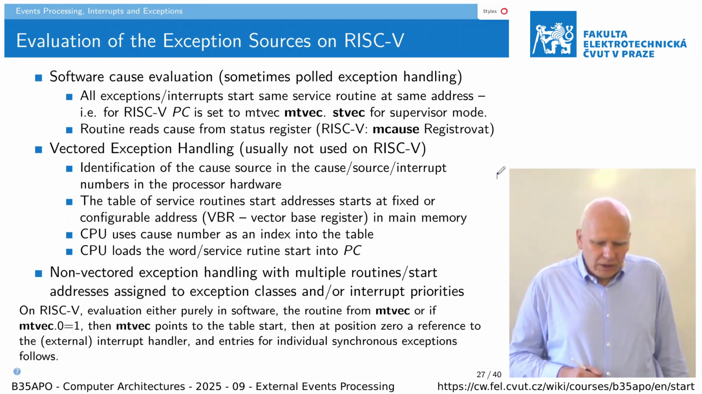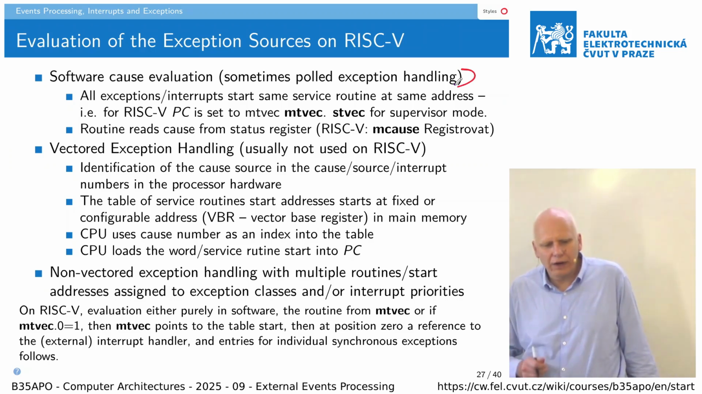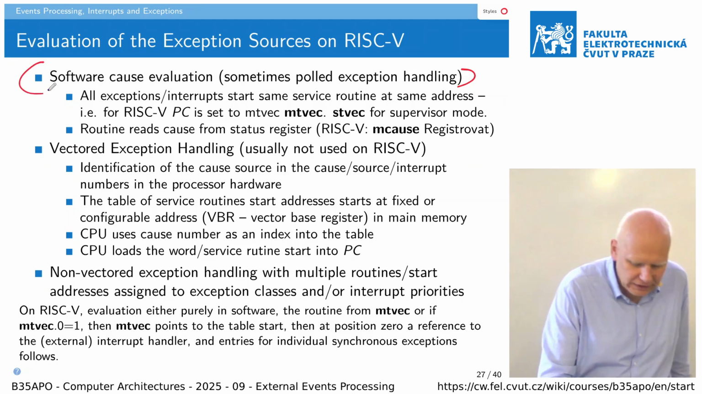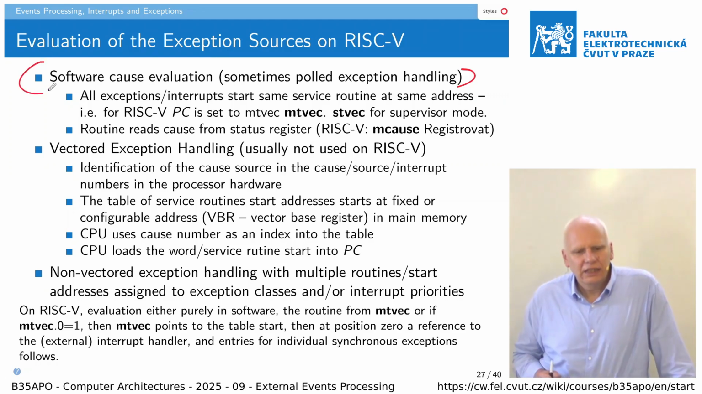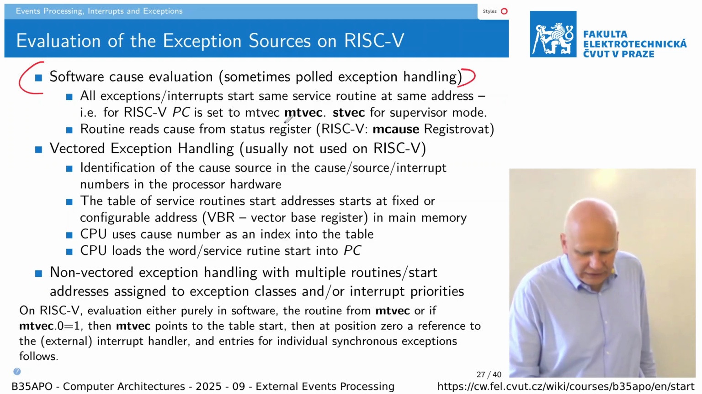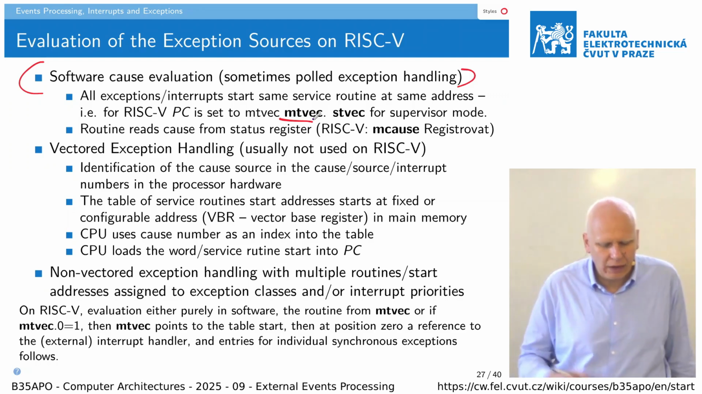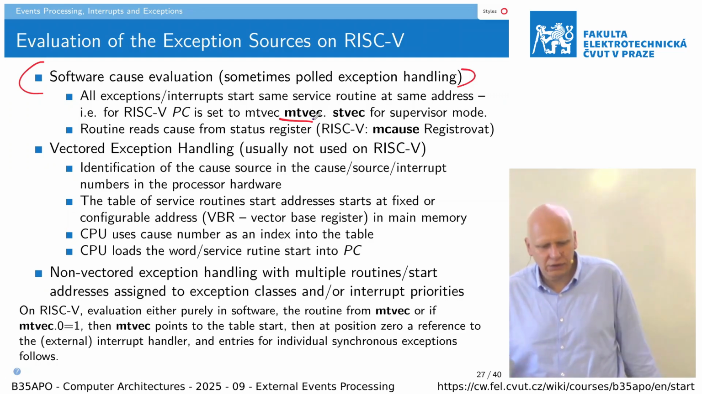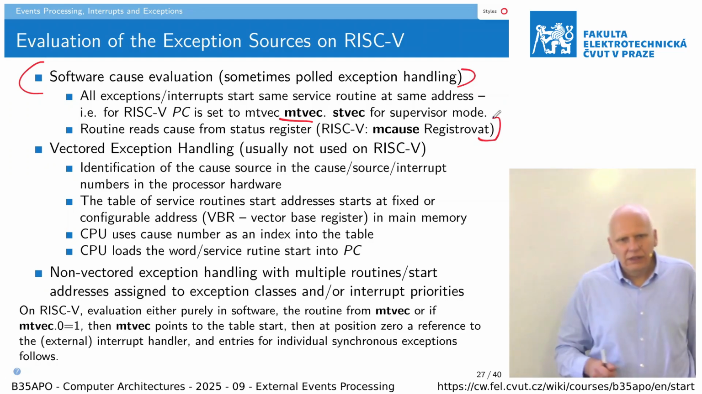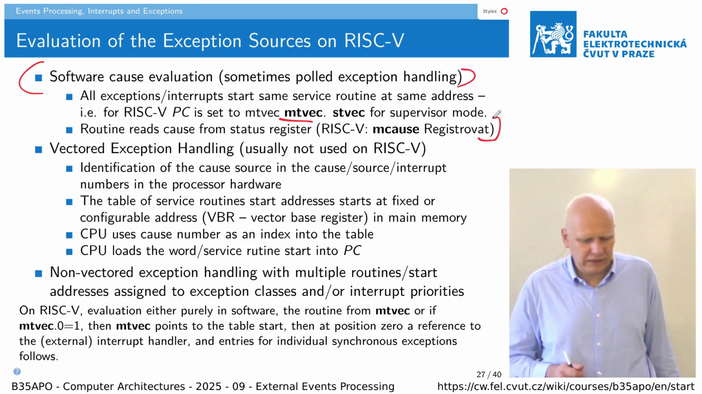Okay. And how can we evaluate those sources in our exception handling routine? One possibility is software. In this case, the service routine starts at the MTVEC address and needs to read the cause register, process it, and so on. This distinguishes if it is an external interrupt or exception and so on.